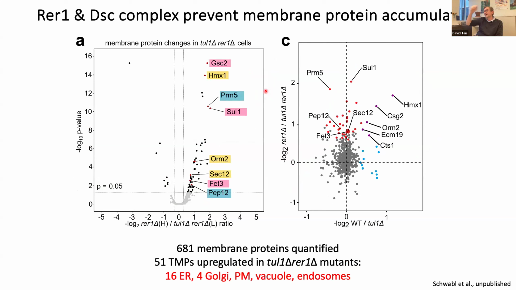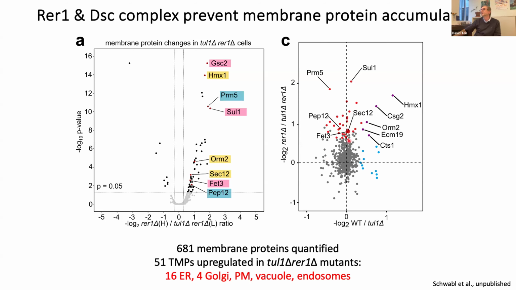And remarkably, we found that 51 membrane proteins were strongly upregulated in these double mutants. Overall, we identified 600 membrane proteins, which corresponds to approximately 50% of all yeast membrane proteins, which is pretty strong for identifying membrane proteins quantitatively on a proteomics level. And so approximately 8% of all membrane proteins were upregulated in these double mutants. And of those 51 membrane proteins, we identified 16 ER proteins, 4 Golgi proteins, and the remainder were membrane proteins at the plasma membrane, the vacuole, and endosomes. So across the board, membrane proteins appear to accumulate.